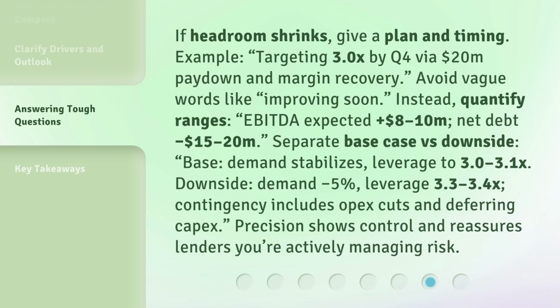Separate base case versus downside. Base, demand stabilizes, leverage to 3.0 to 3.1x. Downside, demand minus 5%, leverage 3.3 to 3.4x. Contingency includes OpEx cuts and deferring CapEx. Precision shows control and reassures lenders you're actively managing risk.